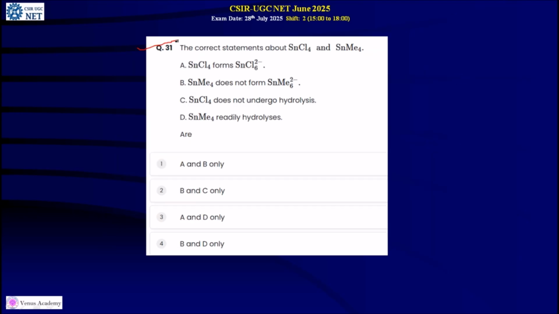Next, question number 31. The correct statements about tin tetrachloride and tin tetramethane are: A. Tin tetrachloride forms tin hexachloride 2-. B. Tin tetramethane does not form tin hexamethane 2-. C. Tin tetrachloride does not undergo hydrolysis. D. Tin tetramethane readily hydrolyzes. For question number 31, option number 1 is correct option, students. That means A. Tin tetrachloride forms tin hexachloride 2-. Tin tetramethane does not form tin hexamethane 2-. So option number 1 is correct option, students.